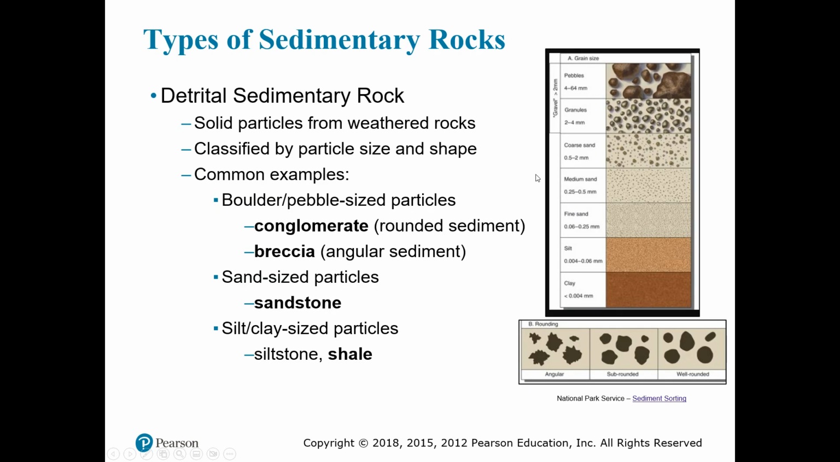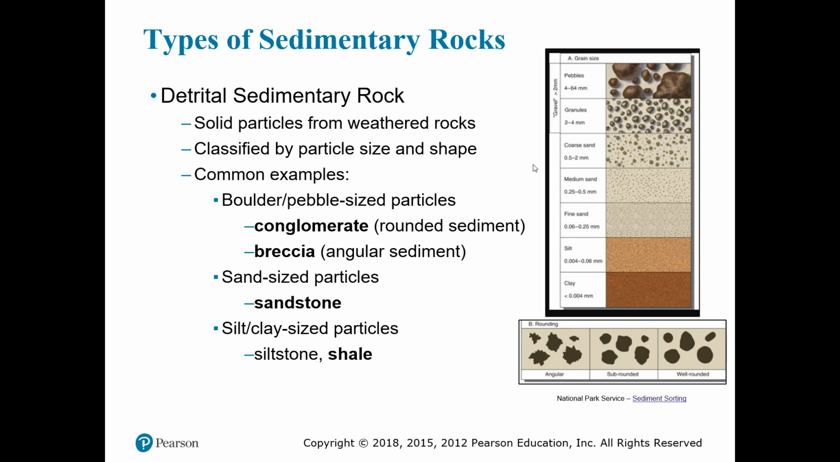The first type of sedimentary rock is detrital sedimentary rock. This rock forms from solid particles that broke apart from weathered rocks. They're classified by particle size and shape. Common examples include pebble-sized particles all the way to boulder-sized particles that are put together or lithified into rock.